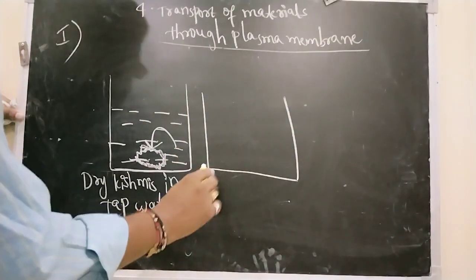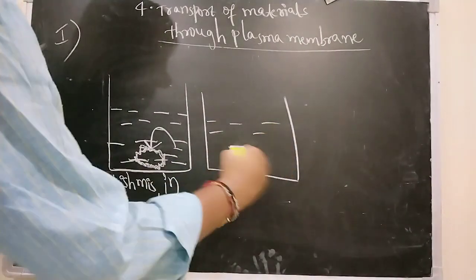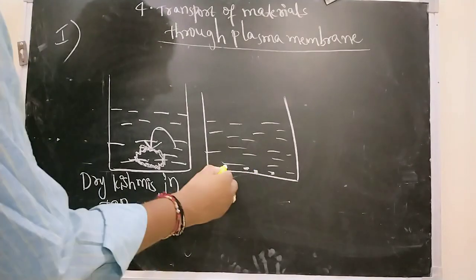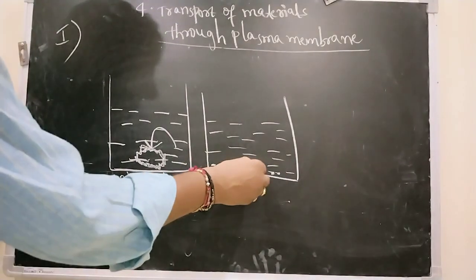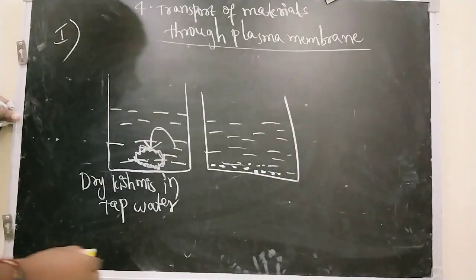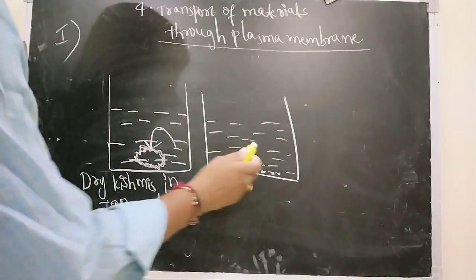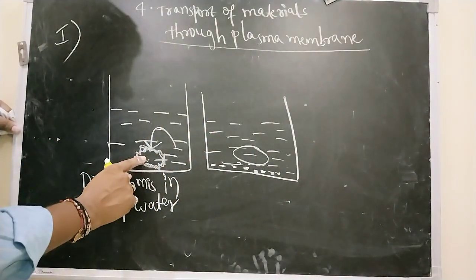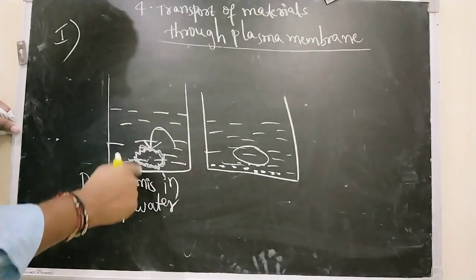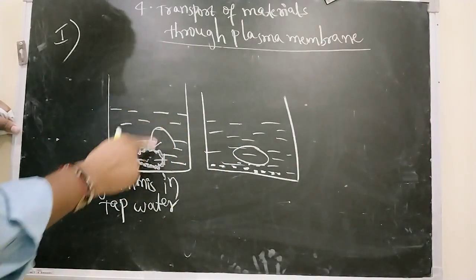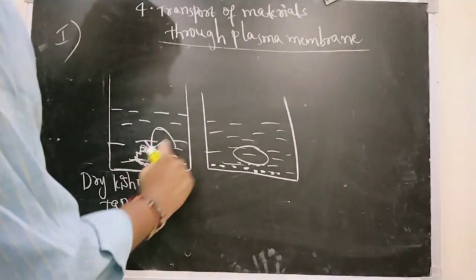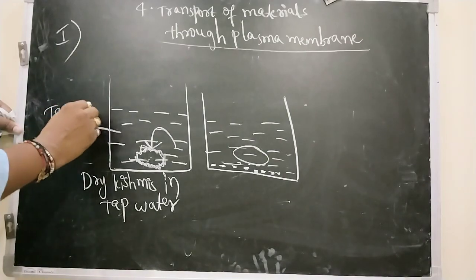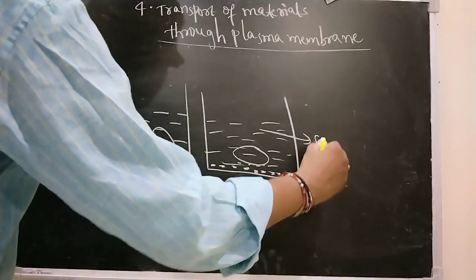Next, now take here a saturated solution. What is a saturated solution? The solution in which there is still solute at the bottom, means where water is needed, that is called a saturated solution. Here, whatever kismis is swollen, place it here. When we kept the kismis like this, it changed into this position because water is absorbed into the kismis from the beaker, and the swollen kismis we are placing in the saturated solution. So this is the tap water, this is the saturated solution.